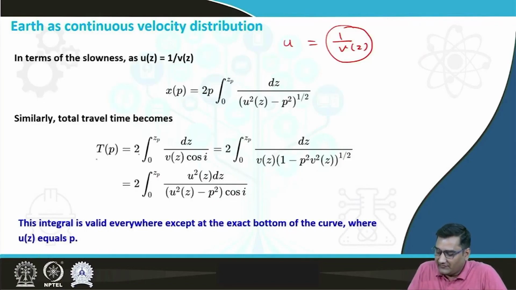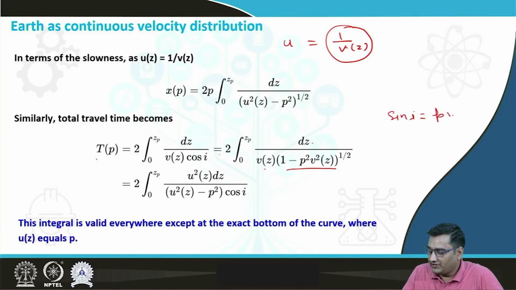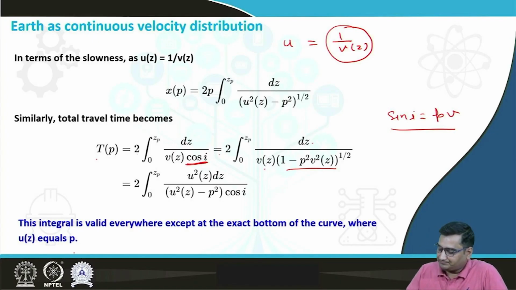Travel time will be 2 integral 0 to zp dz divided by v z cos i, that is equal to 2 integral 0 to zp dz divided by v z times the square root of 1 minus p square v square, that you can do using sin i is equal to pv, and you can use some trigonometric relations to find out this value. So that will further be equal to, in terms of the slowness, 2 integral 0 to zp u square dz by u square minus p square cos i.